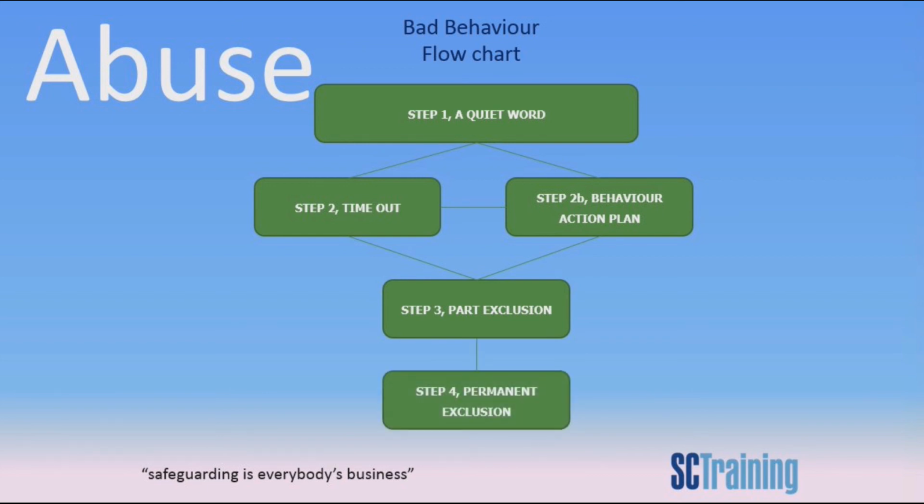So this is the bad behaviour flowchart, in a little bit more detail what we just spoke about earlier. Step 1 is a quiet word, timeout, or feel free to go straight onto the behaviour action plan depending on the severity of the situation. Then we go into part exclusion and permanent exclusion.